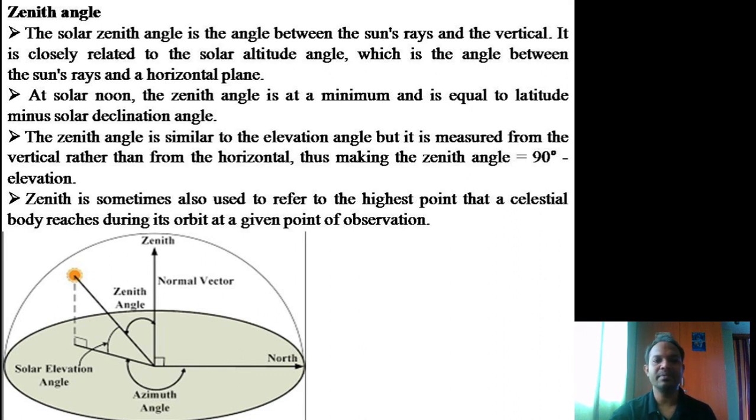Zenith is sometimes also used to refer to the highest point that a celestial body reaches during its orbit at a given point of observation. This is why zenith angle always makes us feel something different. It is only because we often use the term zenith as the peak point up to which observations can be made. That makes zenith more interesting for us.